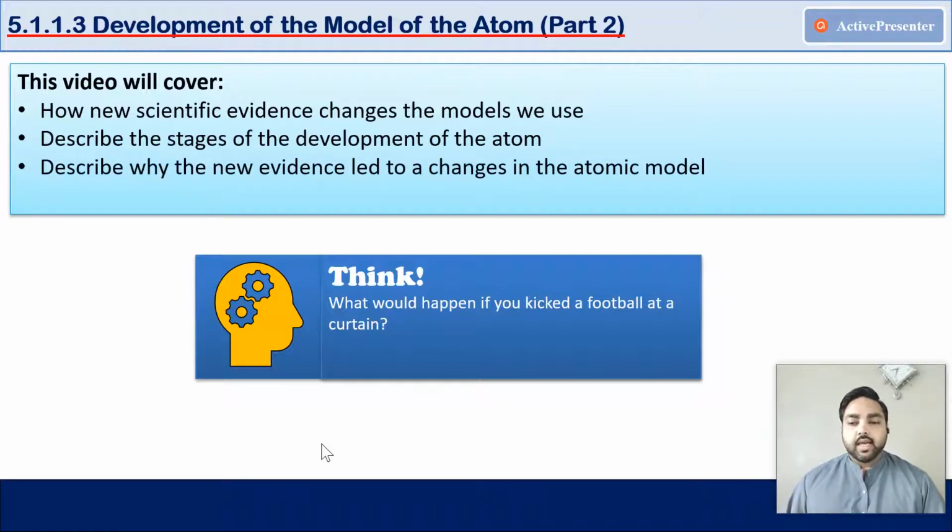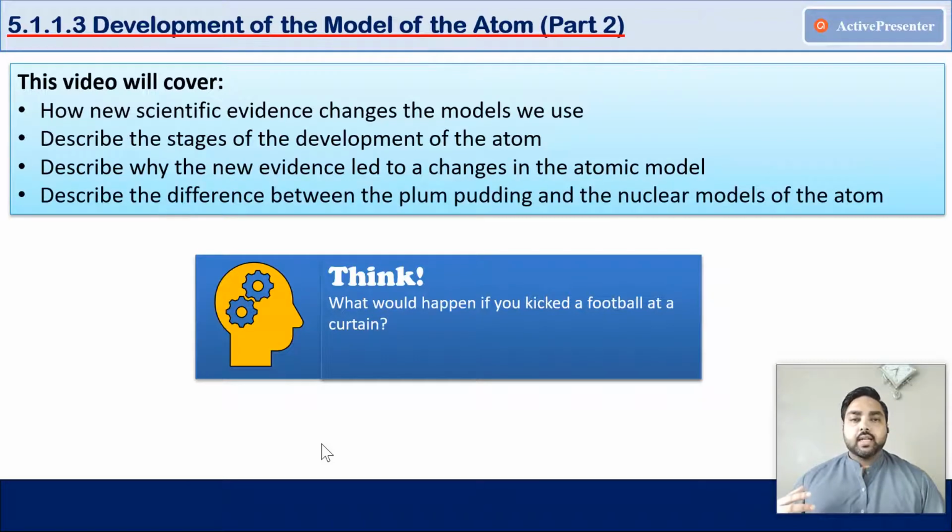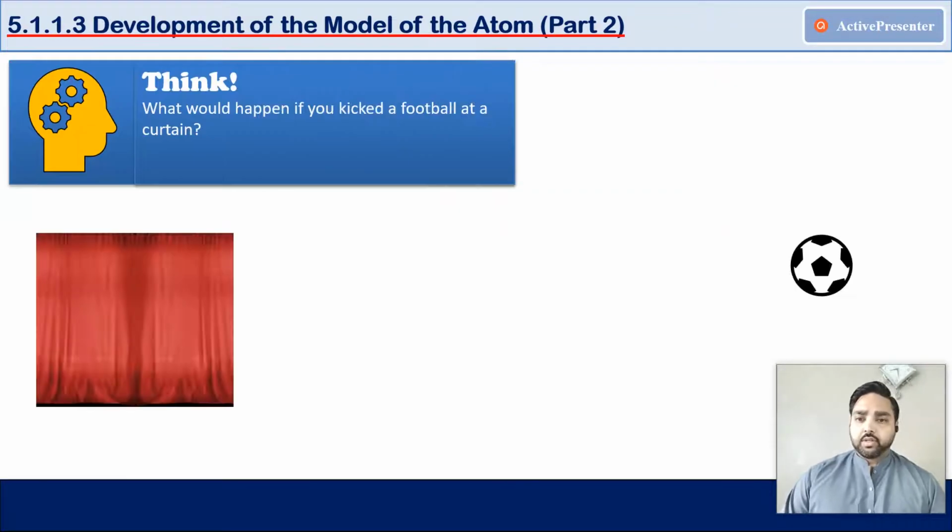Today what we're going to look at is specifically what evidence led to the changes in the atomic model, and describing the difference between the plum pudding and the nuclear model of the atom, right? So, first thing I want you to think about is what would happen if you kicked a football at a curtain that was covering something that was unknown. Say, for example, when you kick this football at this curtain, which is covering something that we don't know, one of 3 things is most likely going to happen.